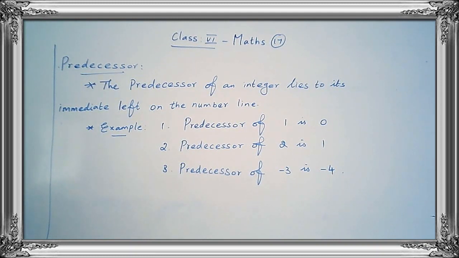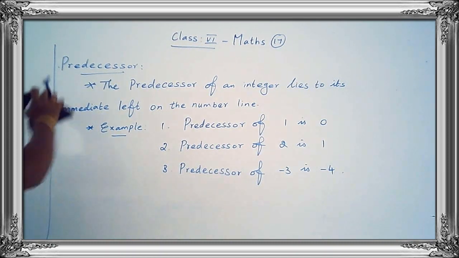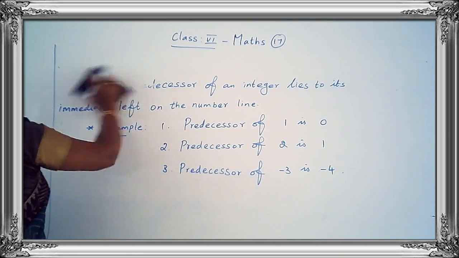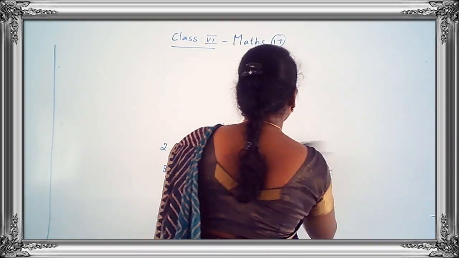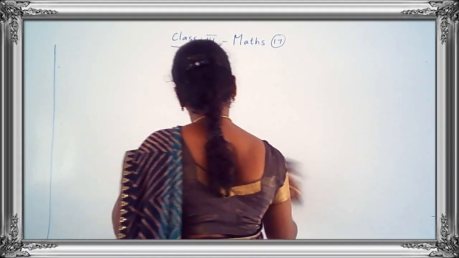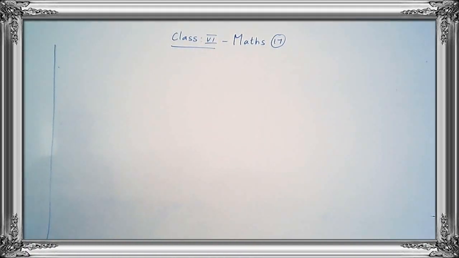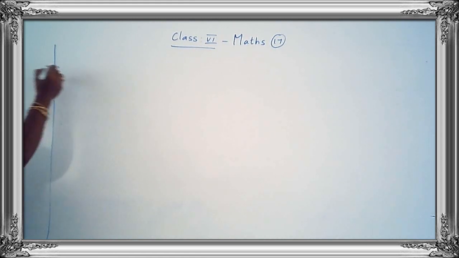Have you finished? Then now the next definition, absolute value. Okay, successor finished, predecessor also finished. Now we are going to learn about the absolute value of an integer.